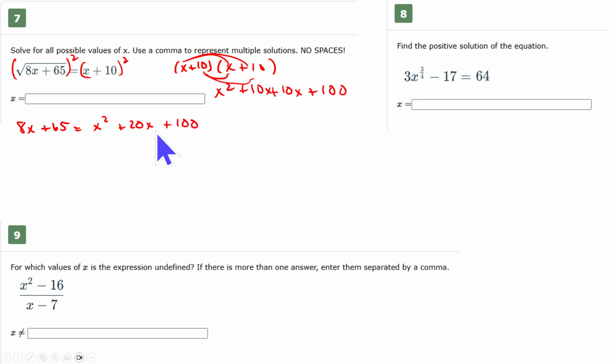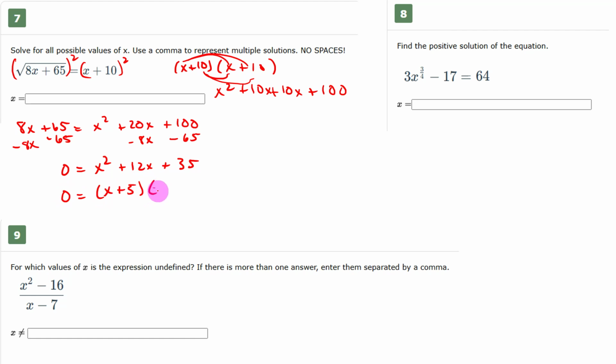Got a quadratic. I need to get it all to one side. I'm going to subtract 65, but I'm also going to go ahead and subtract 8x. And so we should get 0 equals x squared plus 12x plus 35. So what multiplies to 35 and adds to 12? That's going to be 5 and 7. So our answers are x equals -5 and x equals -7.